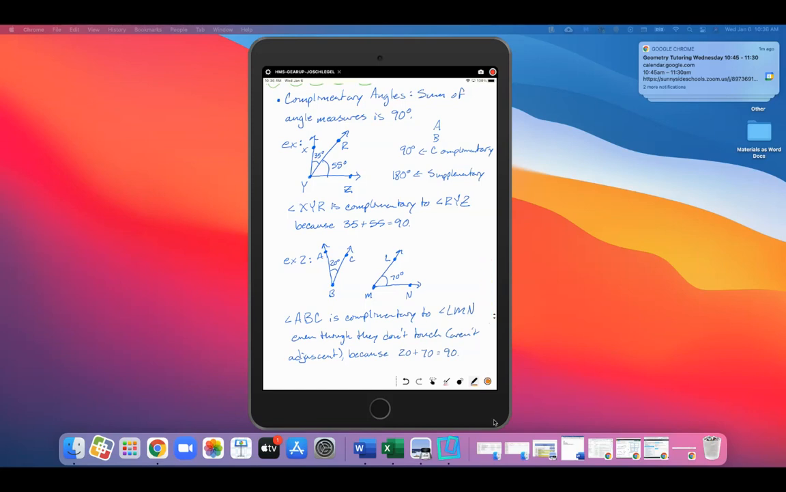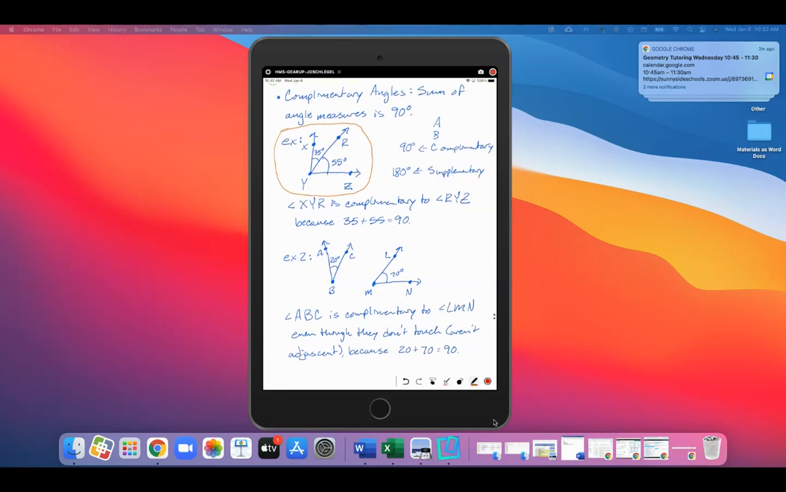So just like before, we will look at our example here in orange first. We have angle XYR and angle RYZ. And those two angles are complementary because 35 plus 55 makes 90. Those two angles are also adjacent because they share a vertex and they share a side. So complementary angles can be adjacent or stuck together, as long as they add up to be 90 degrees, they are complementary.